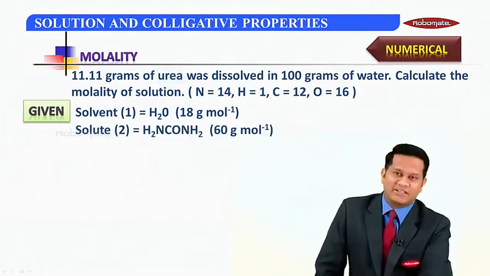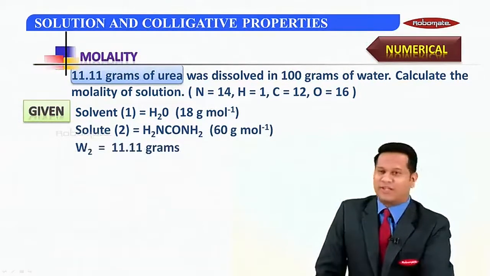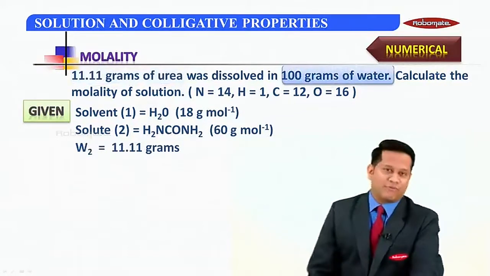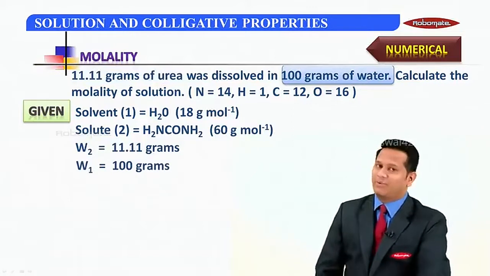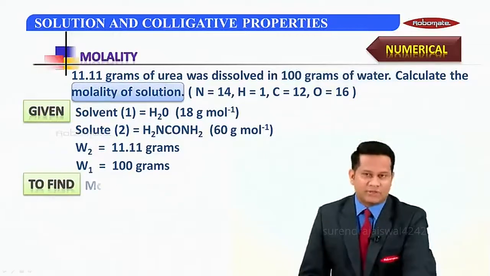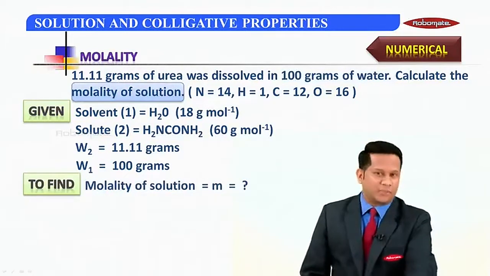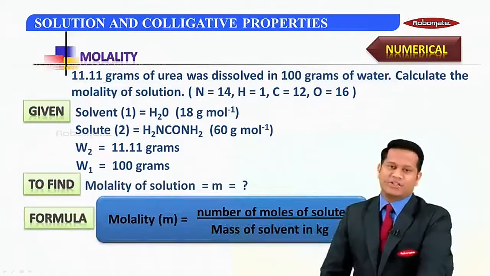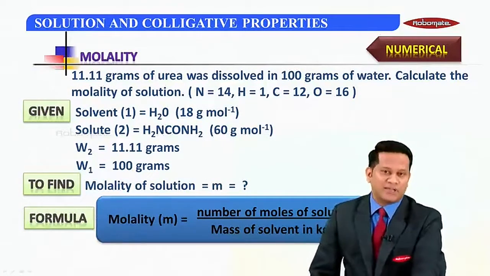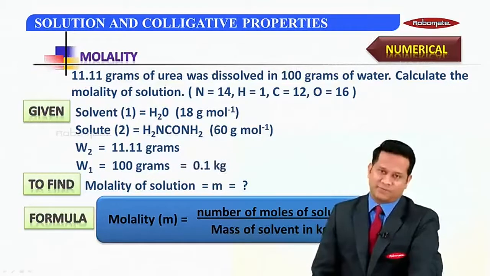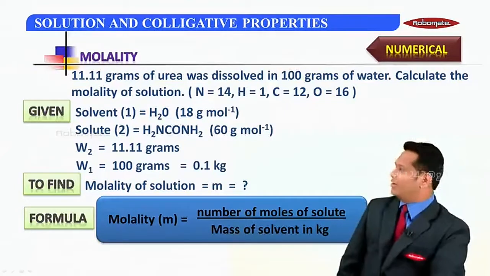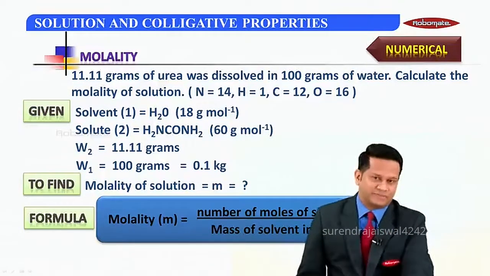Let us go with the data. It is 11.11 grams of urea, that is W2, which is 11.11 grams, and 100 grams of water, which is the weight of solvent W1. They are asking to calculate the molality of the solution, that is small m is equal to question mark, and the formula which you're going to use is the formula for molality, which is the number of moles of solute upon the mass of solvent in kg. Since we require the mass of solvent in kg, we have W1 over here as 0.1 kg.